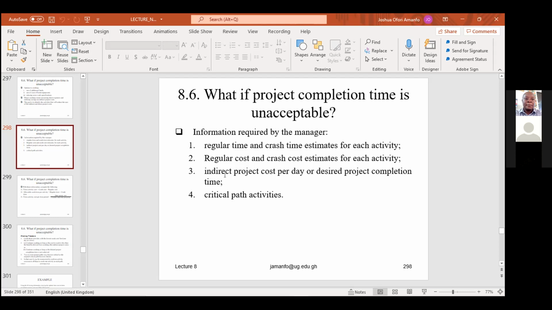Now we also need the indirect project cost per day. So we need to know how much indirect cost per day we are allowed to crash the activity, as well as the project completion time. If the expected completion time is not acceptable, then which time is acceptable? That will be the desired project completion time. Then we also need to know our critical path activities, which we've gone over again and over again. So it shouldn't be something new to us.